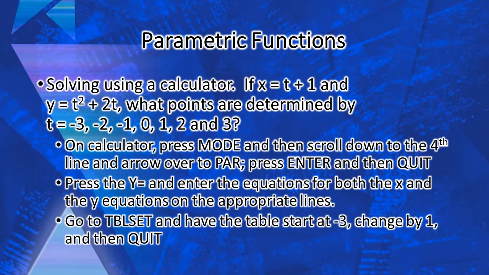Now, if you hit second function window, that's going to be your table set function. It's going to ask you, where do you want your table to start? We want our table to start at -3. So if you hit -3, make sure you hit the negative key, not the minus key.